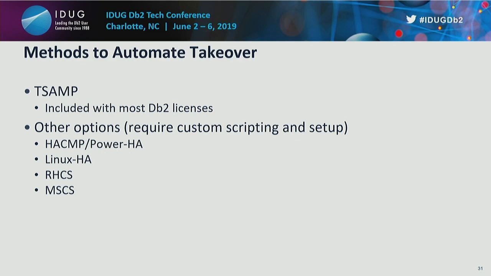The same work that TSAMP does for automating failover, you can build yourself in HACMP or Power HA, Linux HA, Red Hat clustering services, Microsoft clustering services. There's a number of different ways you can do it. If you're doing it in Microsoft clustering services, let me know. I know somebody I can connect you with who has done it and might be able to give you a few tips on the pain that he went through with that.